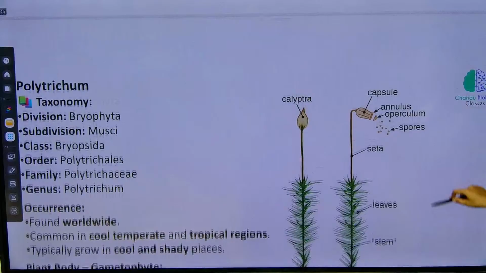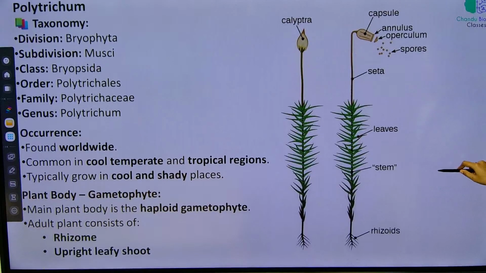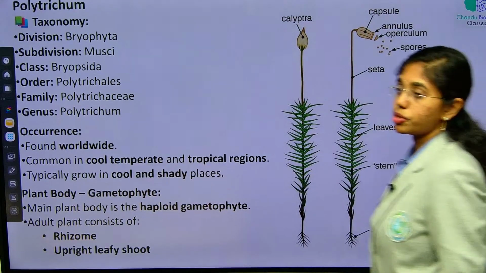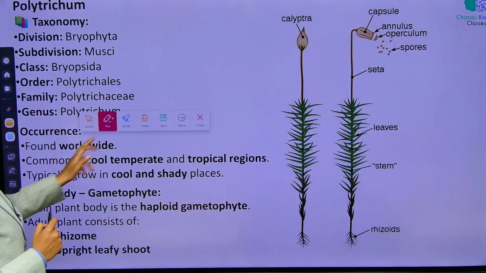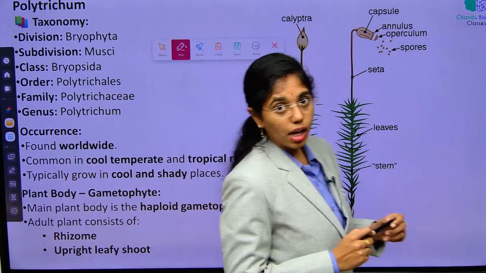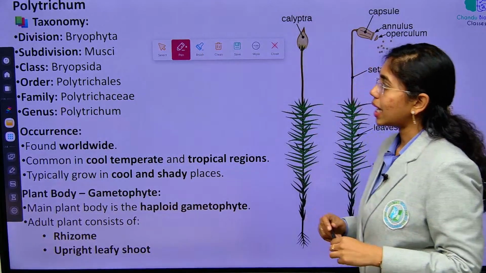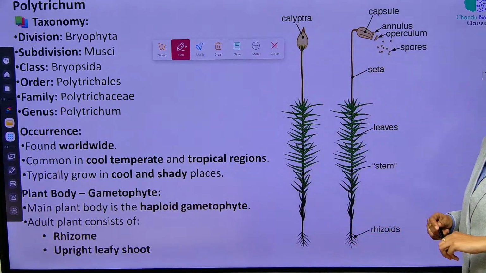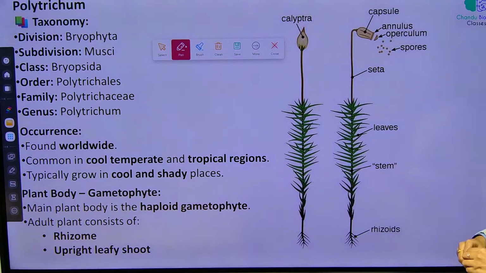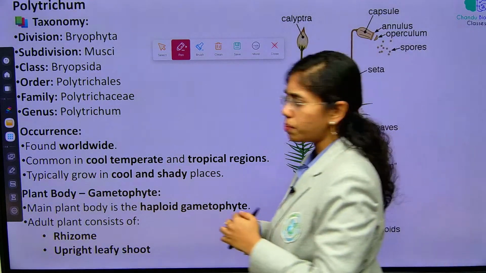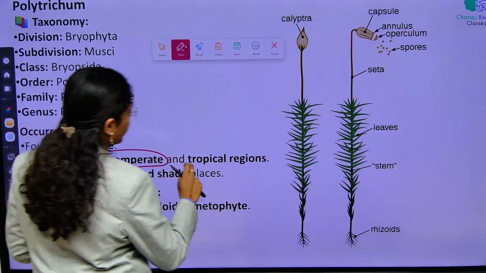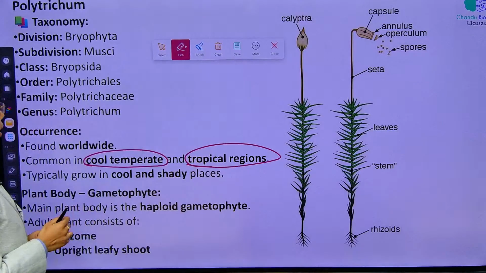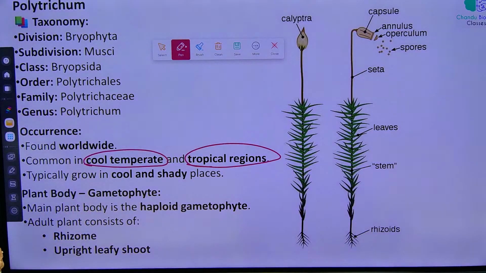Next, Polytrichum. Yeah, Polytrichum you can observe, the genus is Polytrichum, Polytrichaceae family, Polytrichales order, Bryopsida is the class, subdivision is Musci and division is Bryophyta. Occurrence: Polytrichum is observed worldwide. It is common in cool temperate and tropical regions as well. Typically they grow in cool and shady places.